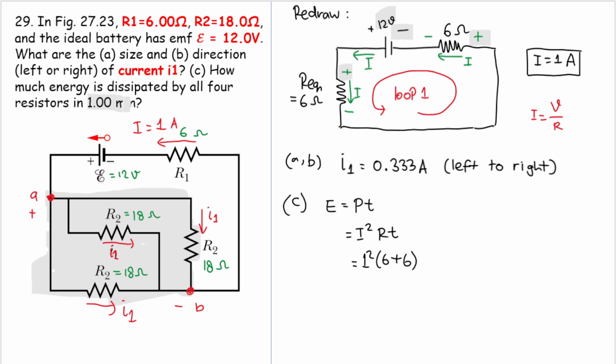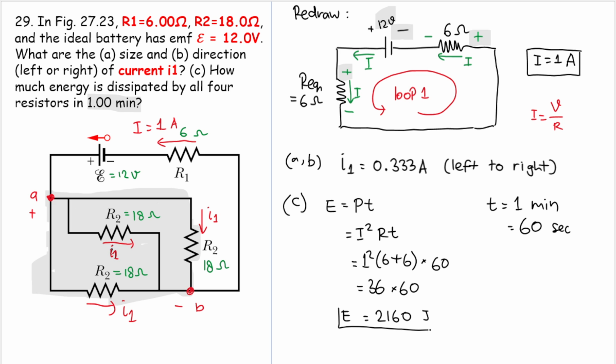Time is 1 minute, but we need to do it in SI unit, right? So t is 1 minute, and how many seconds in 1 minute? That will be 60 seconds. And so we will have this multiplied by 60. So we will have 36 multiplied by 60. And so we will have, what is 36 multiplied by this? I think that will be 2160. And the unit here will be joule. And that is our energy. And that is the answer for question C.